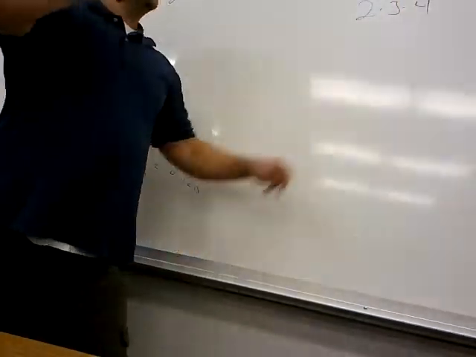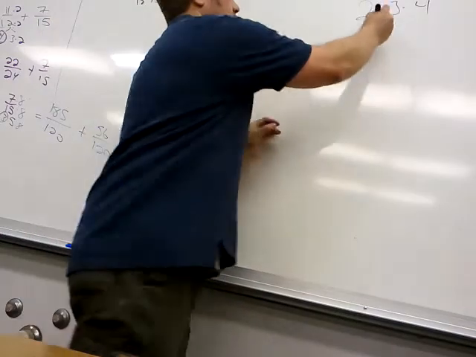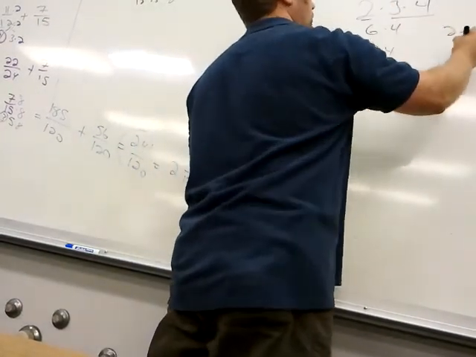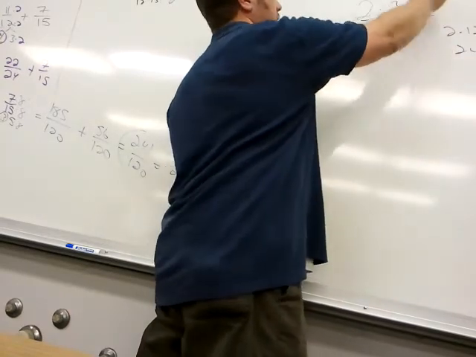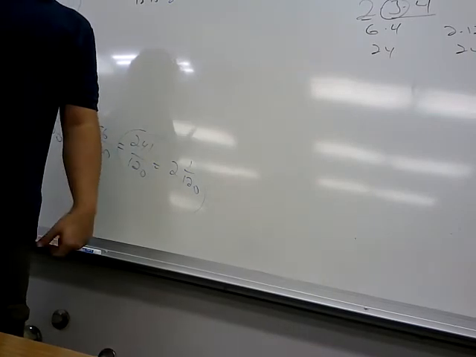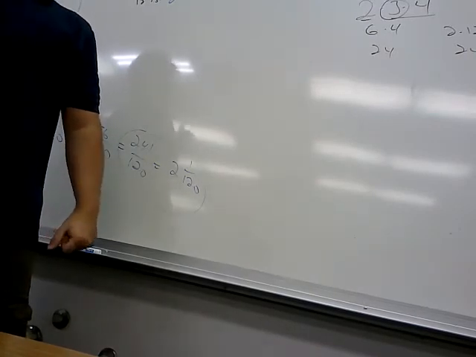No. 2 times 3 times 4. You could do 6 times 4, which is 24. You could do 2 times 12, which is 24. You could do 8 times 3, which is 24. So we know that you can multiply in whatever order you want to.